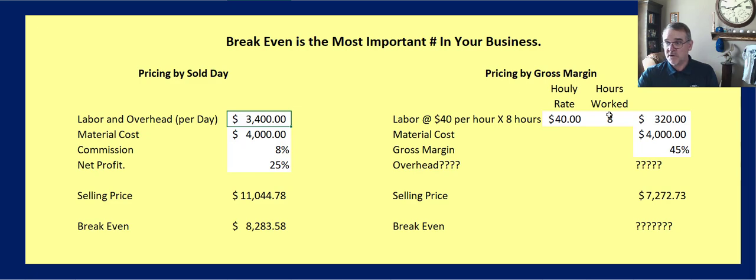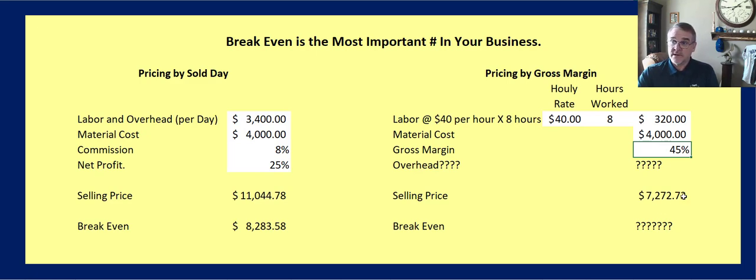All right? Here's what you can't do when you're doing it by gross margin. Typically with gross margin, you put in your labor, $40 an hour, 8 hours, you put in your material costs, same as this one, and you're looking for a 45% gross margin. Well, what's your overhead if this material is $4,000 or $2,000? Your overhead doesn't change every day. So you have an overhead number a day that you have to capture, and it doesn't matter what the material cost is on the job, you still have to capture a day's worth of overhead.